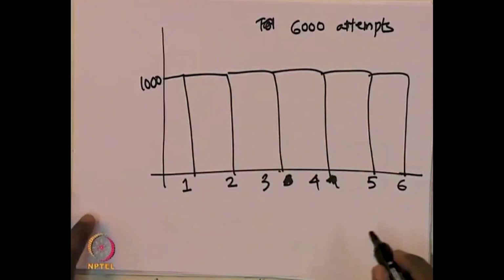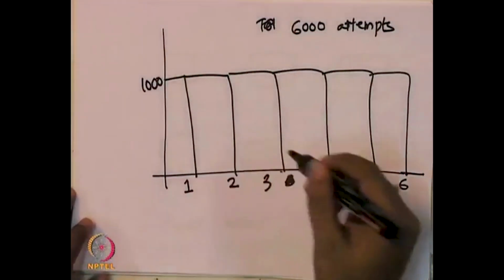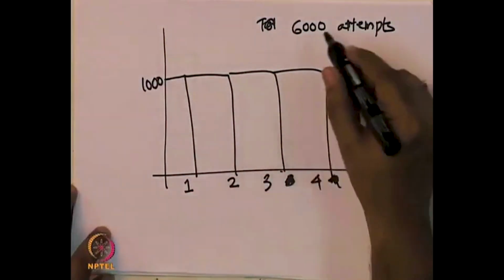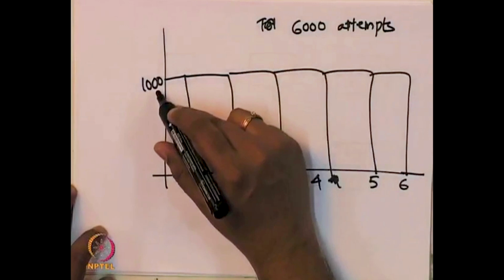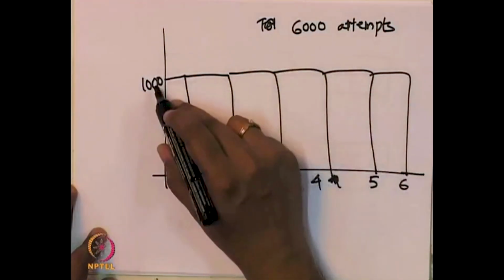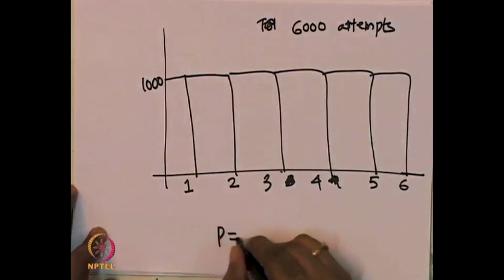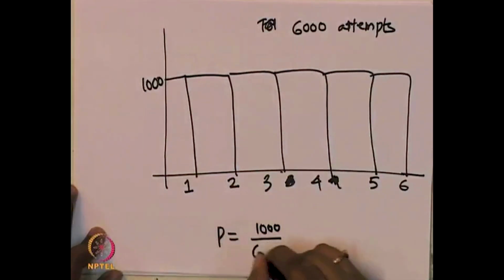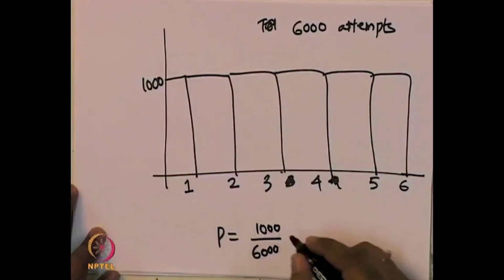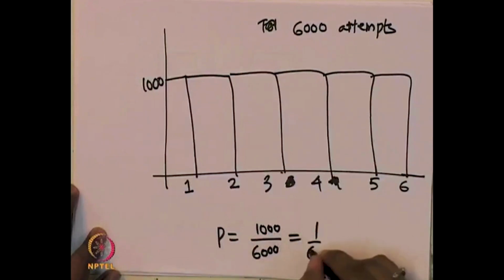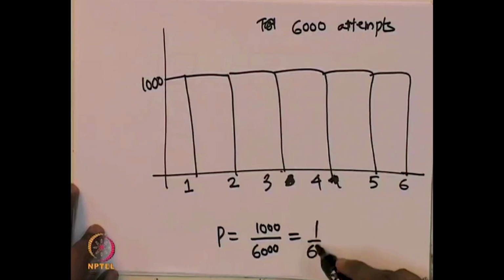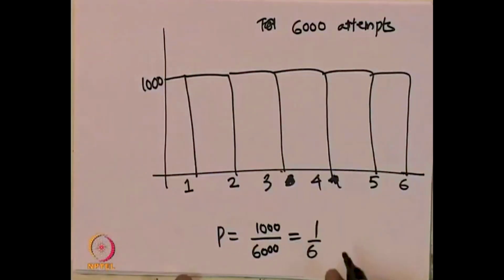So, what is the probability of getting 1, 2, 3, 4, 5 or 6? Out of the 6000 attempts, 1000 times you got one side. So, the probability is 1000 by 6000, because it has to be less than 1. So, it is like 1 by 6. In other words, if there are 6 outcomes possible, each outcome has the same possibility. So, 1 by 6 for each of these. 6 into 1 by 6 is 1. So, the total probability is 1.